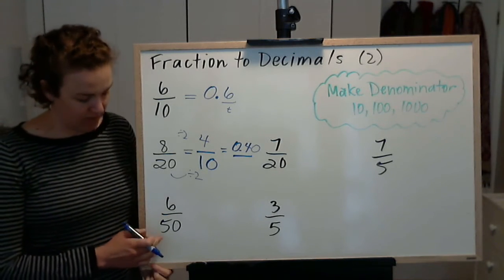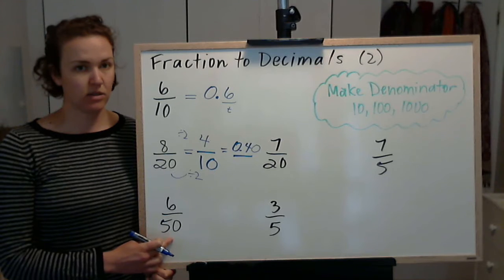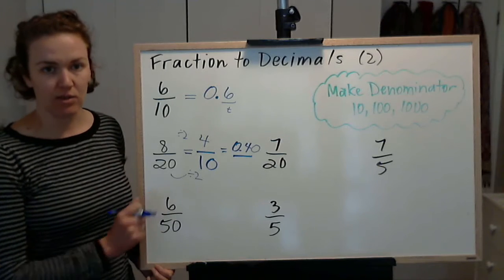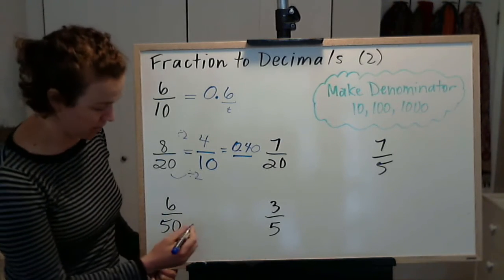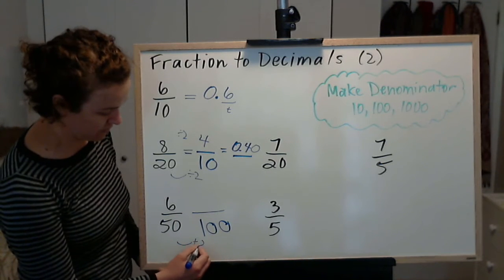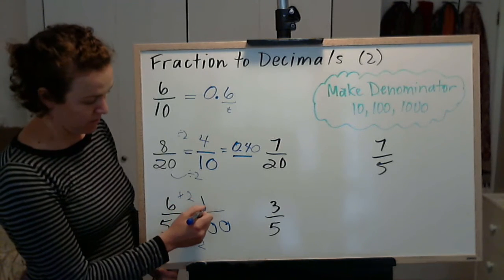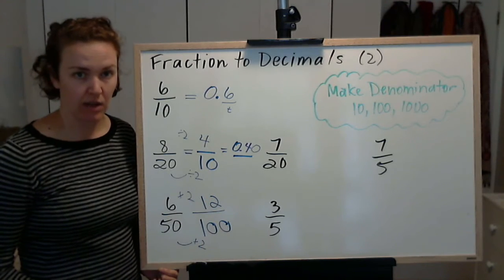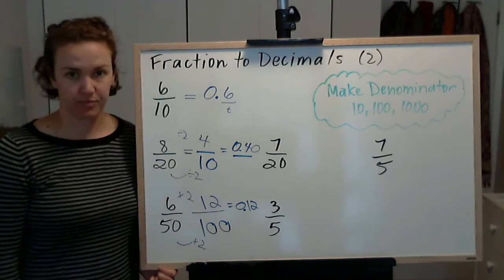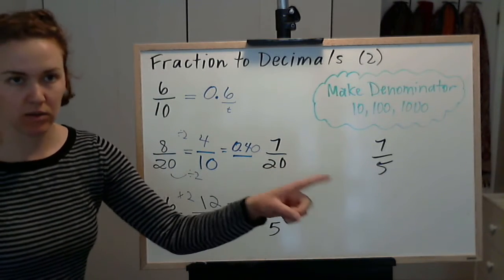What about 6/50? We can't make a denominator out of 10 because you'd have to do 50 divided by 5. And you can't evenly do 6 divided by 5. But we can do 100. Because 50 times 2 is 100. So then we can do 6 times 2, which gives us 12. And 12 100ths is written like that. If you do enough of these, you'll get used to seeing certain denominators and knowing what to convert them into.